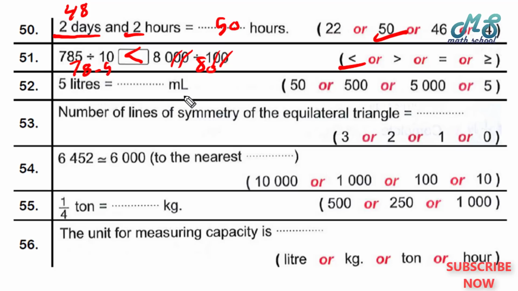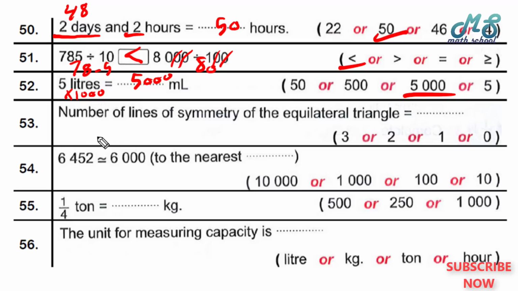5 liters equals how many milliliters? To convert from liters to milliliters, just multiply by 1000. We get 5000 milliliter. Very easy. So the correct answer is 5000.